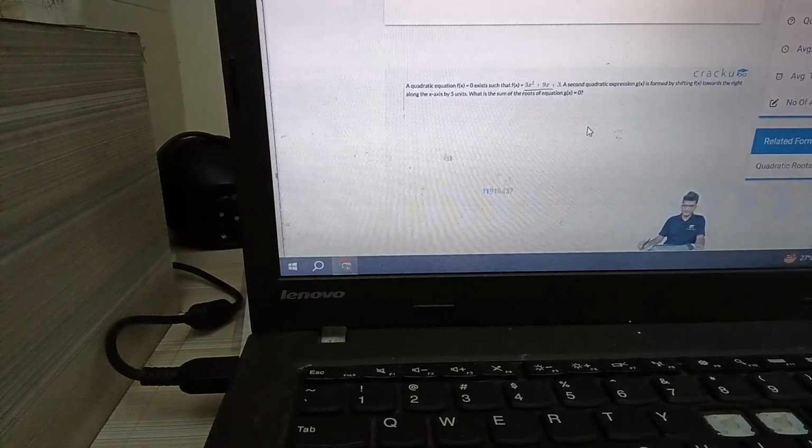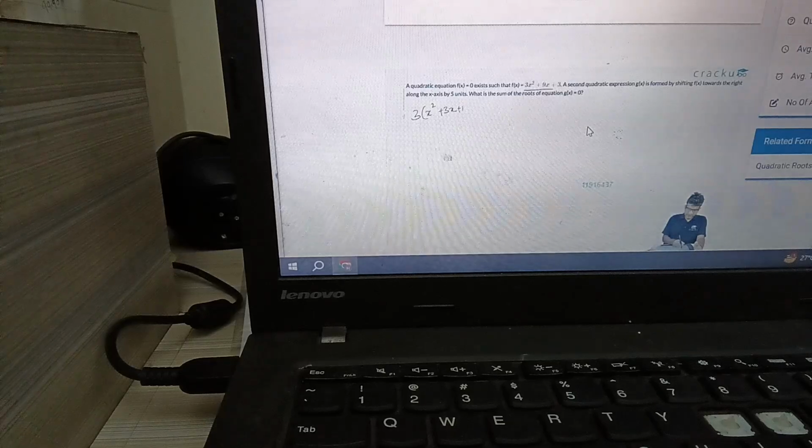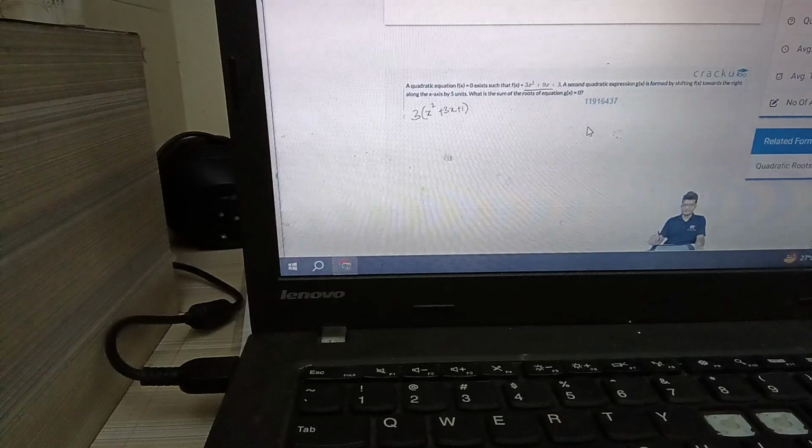Quadratic equation, that is 3x square plus 9x plus 3. All the coefficients are multiples of 3. So essentially this is x square plus 3x plus 1 into 3. This is the value of the quadratic equation. What are the sum of the roots of this quadratic equation?